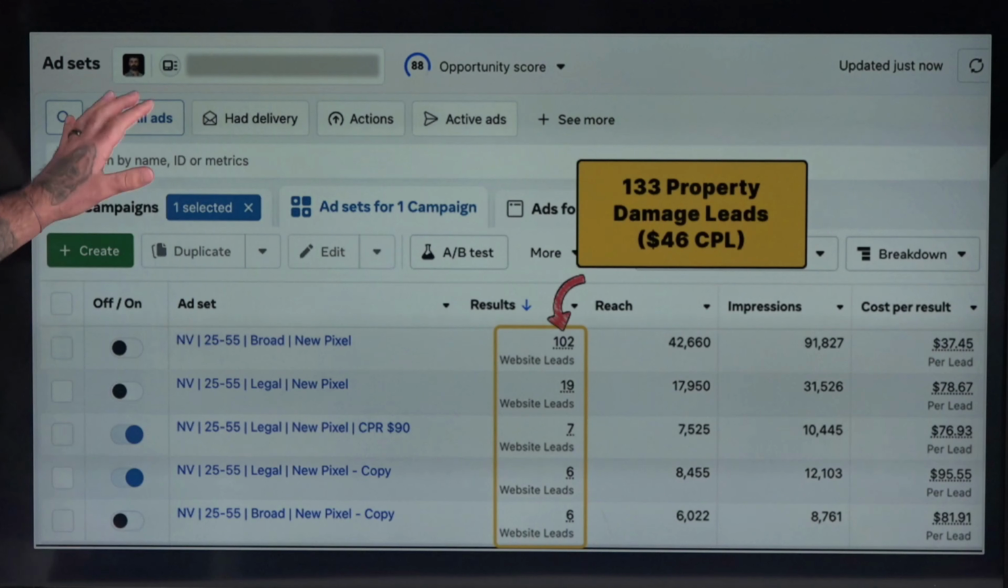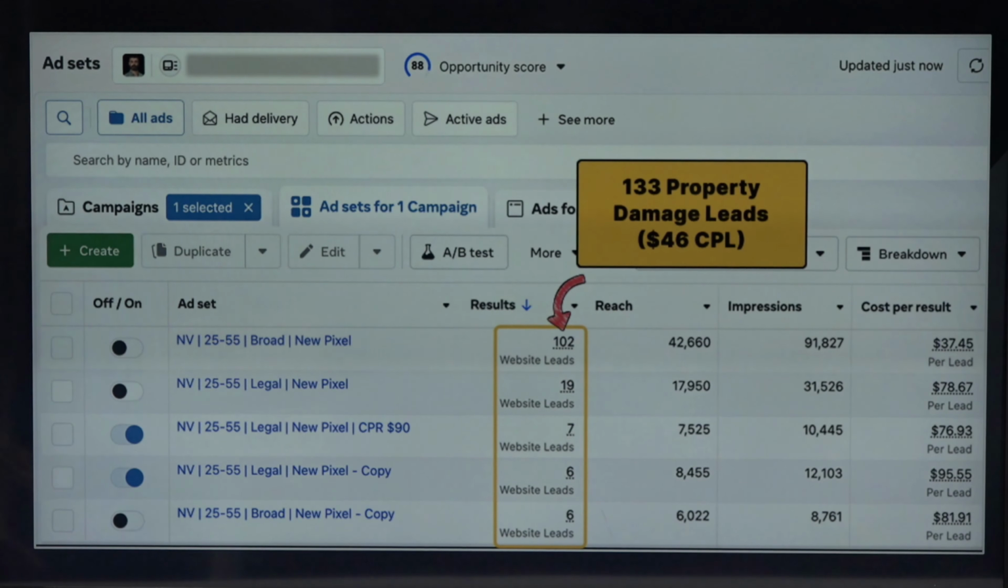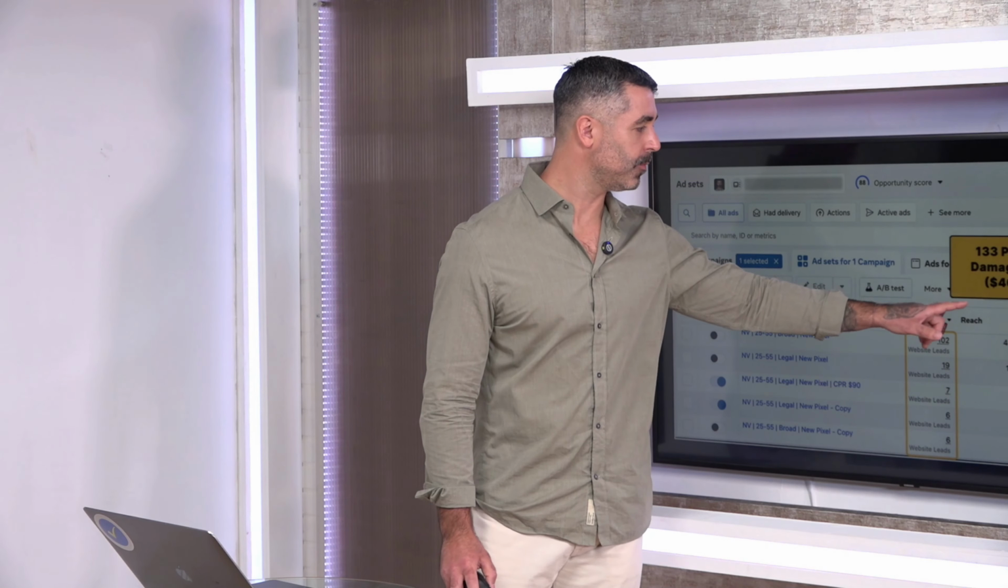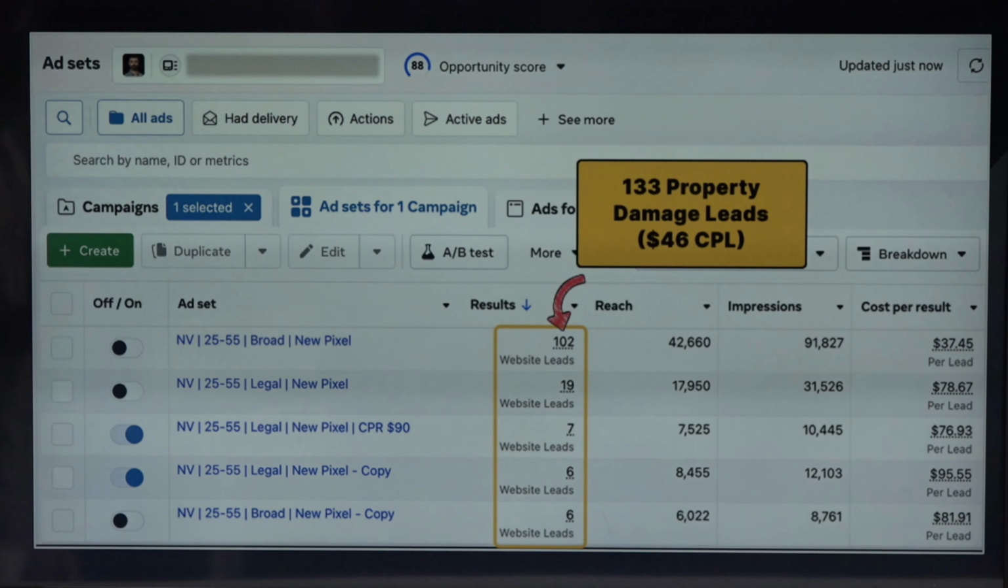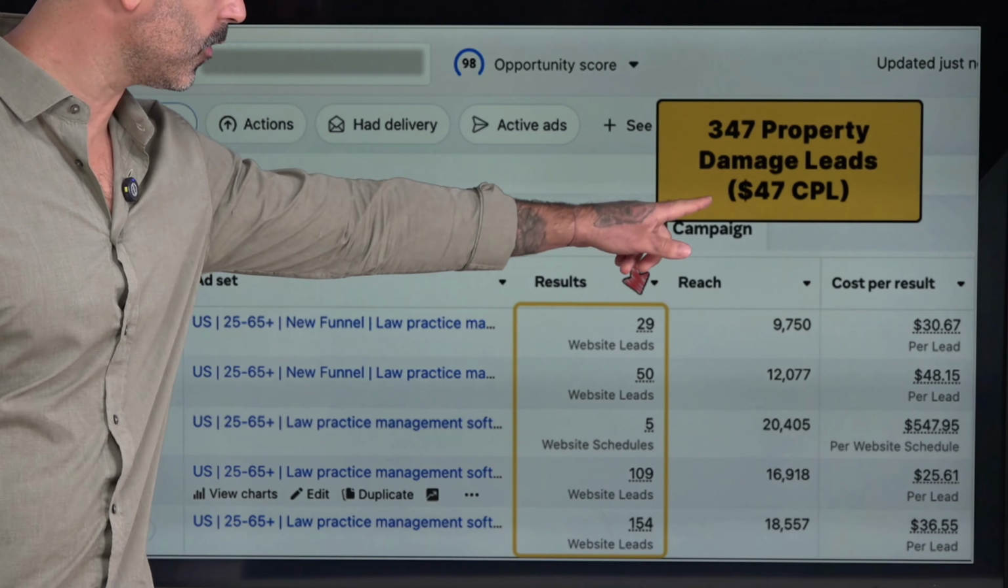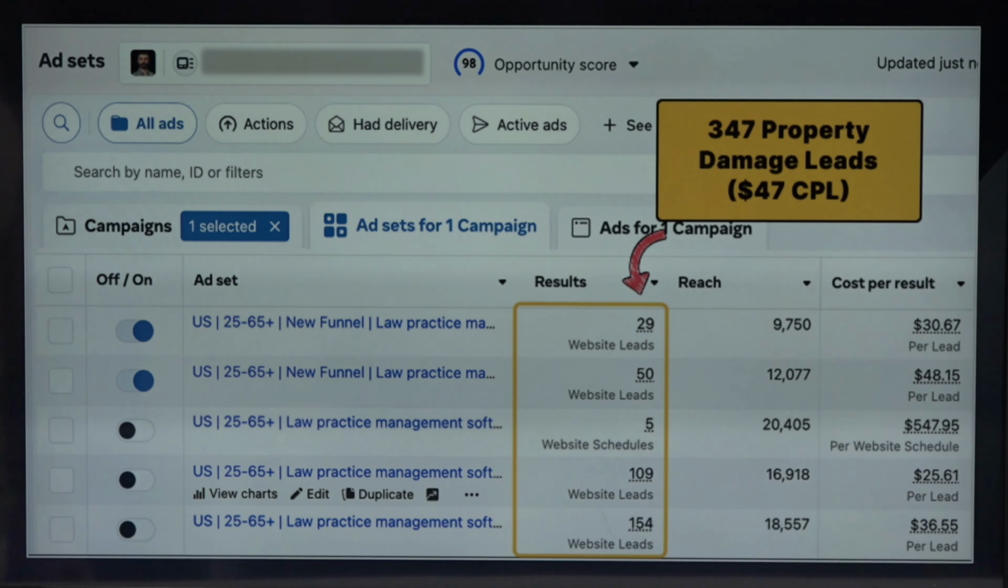So here we have a screenshot from one of our clients' Facebook ad account. You can see all the leads tallied up here. 133 property leads this month, an average of $46 cost per lead. Here's another one. 347 property damage leads tallied up right here for an average of $47 cost per lead.